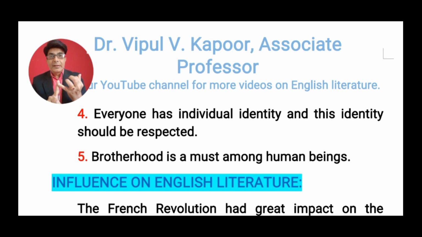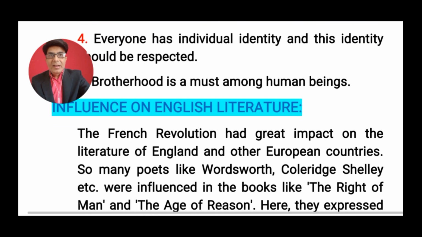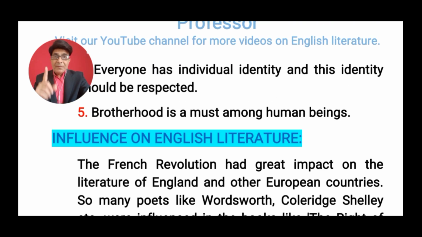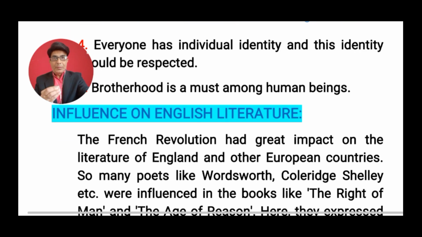Another important ideal of this French Revolution was everyone has individual identity, and this identity should be respected. Everyone is a different person, he has a different personality, and we must respect every individual in the society, no matter whether he is poor or rich, no matter to which class he belongs, no matter whether he lives in urban area or rural area. And brotherhood is a must among all human beings. So these are some 4 to 5 ideals of French Revolution.